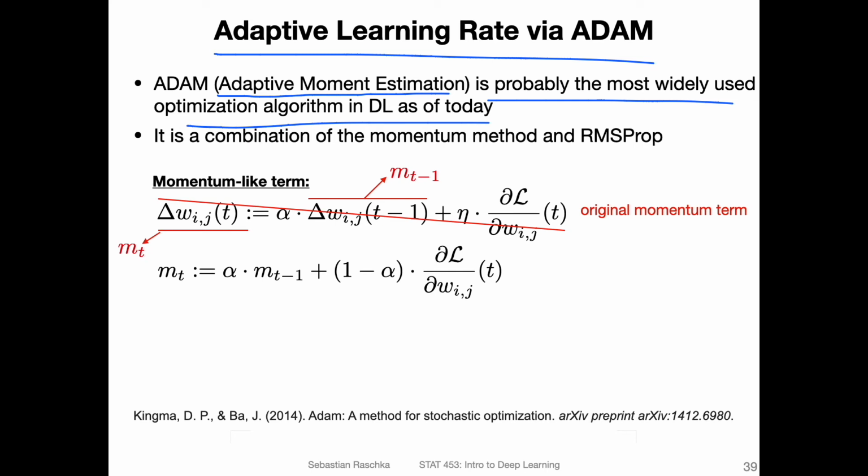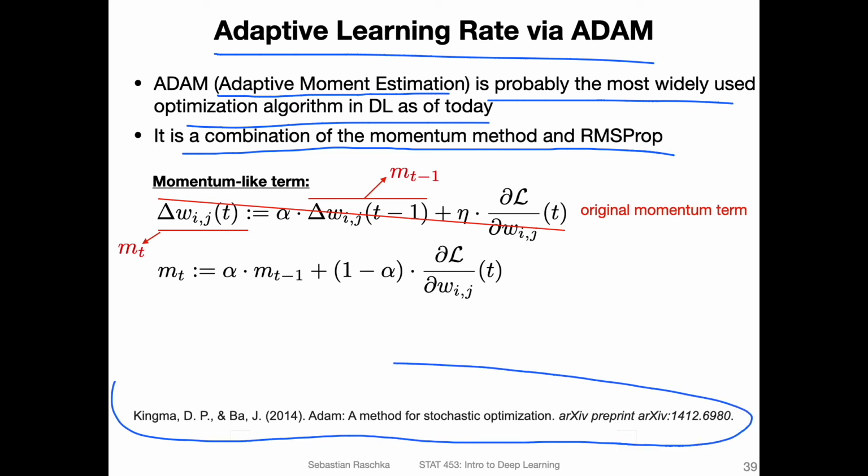So like I said, it's a combination of momentum and RMSprop. And to make this a little bit easier to read, I should also say, if you want to read the original paper, which contains way more detail, this is the paper where it was proposed from 2014. So here you can find also more information. Here I'm rewriting this slightly to make it, I would say, easier to see how it is related to momentum.